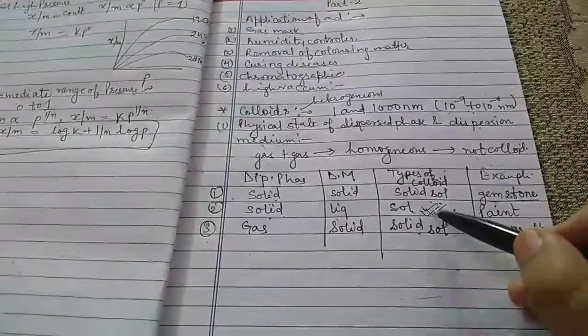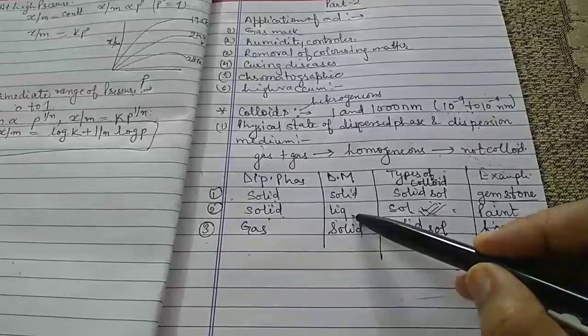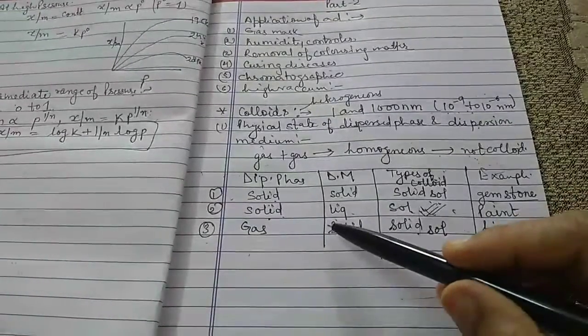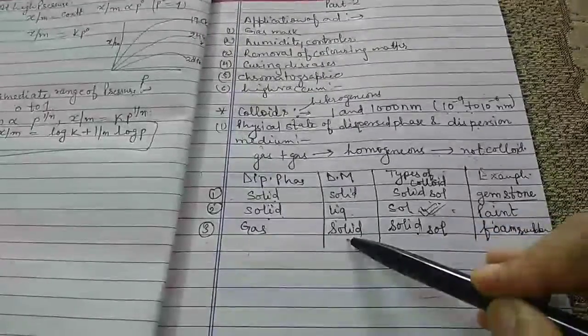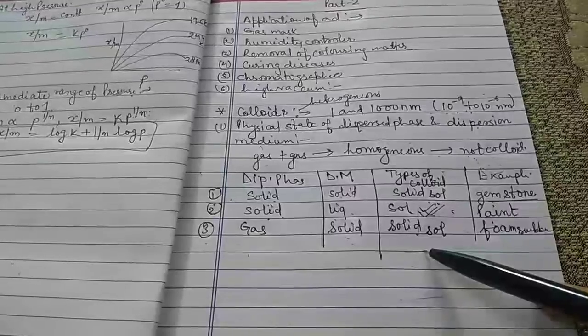This one is the most common, that is sol. And how is it formed? When the solid is mixed in the liquid. Gels, we also have a gel. That is how the gel is formed when the liquid is mixed in solid. Here we have a liquid and here we have a solid. Then we get a gel.